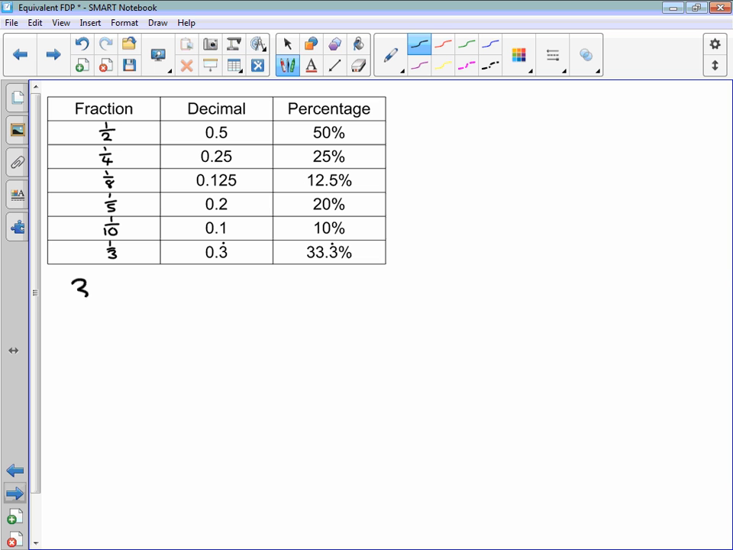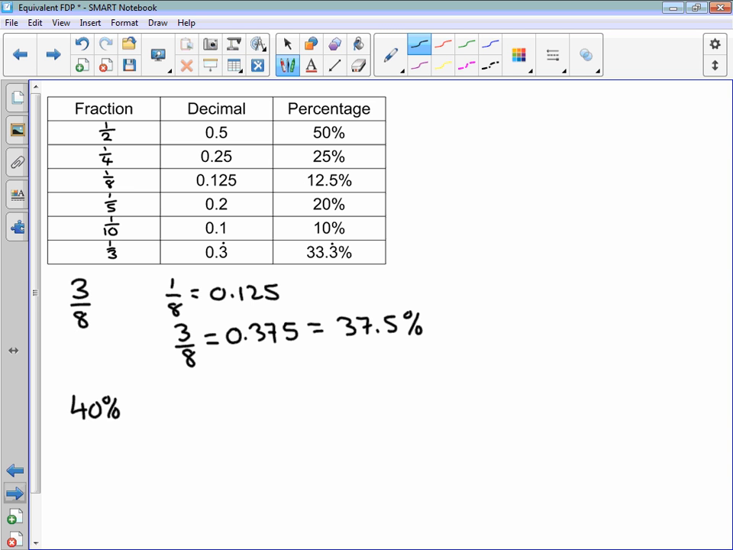If we take 3/8, for example, we know that 1/8 is 0.125 as a decimal, so we need to multiply by 3 to get 3/8, and that's 0.375. So 3/8 is 0.375 as a decimal, or 37.5% as a percentage. If we take 40%, looking at our table, we can see that 1/5 is 20%. If I double that, I get 2/5, which is 40%. So we know that 40% is 2/5 as a fraction and 0.4 as a decimal.